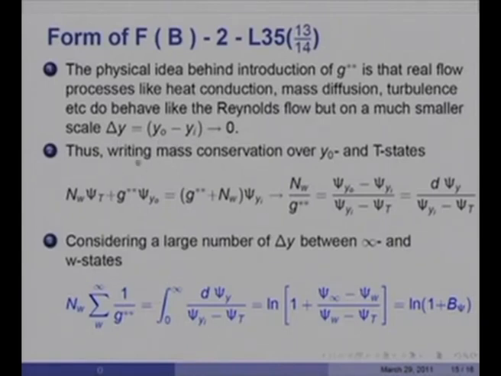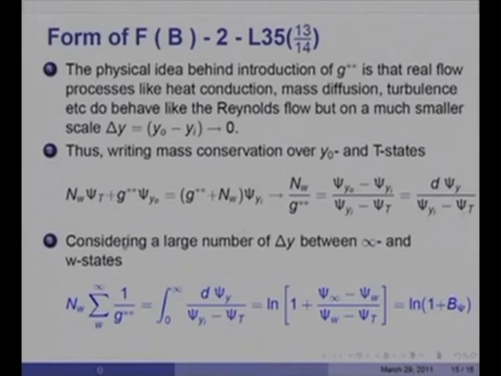So if I now write the mass conservation over YO and T states, then NW psi T would be the incoming flux plus G** psi YO, the incoming flux from the YO surface, and that would equal G** plus NW psi YI. Rearrangement of this gives NW divided by G** is equal to (psi YO minus psi YI) divided by (psi YI minus psi T), or this difference is nothing but d psi Y, and this is psi Y minus psi T.